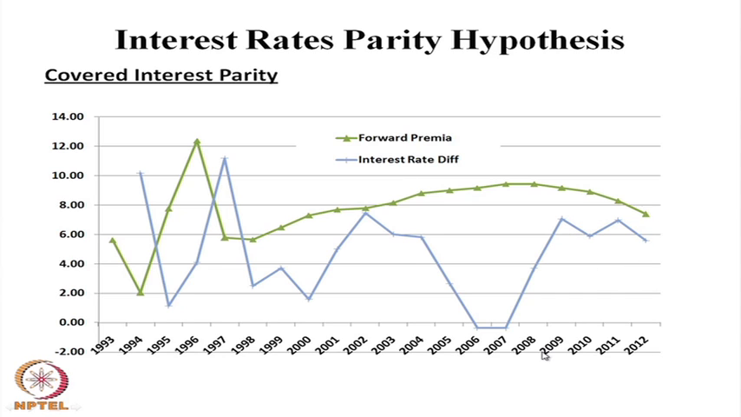However, after 2008 these two are moving together. So, it may happen that after 2012, if I take the 13, 14 graph, then we will find the two moving together. However, these two cannot be equal. Why? There may be some transaction cost also involved. The arbitrage opportunity may be there, and the transaction cost is also there. So, if you remove the transaction cost, you will see that these two graphs also move together.